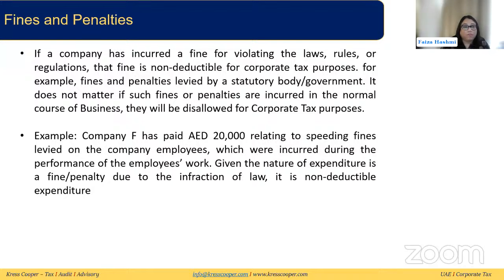An example we can take is company F, which has paid 20,000 in fines relating to speeding fines on the company employees. They are incurred during the performance of the employees' work, but they still will not be allowable because of the nature of the fine, because they are due to infraction of the law or violating the law. So they will be non-deductible expenditure.